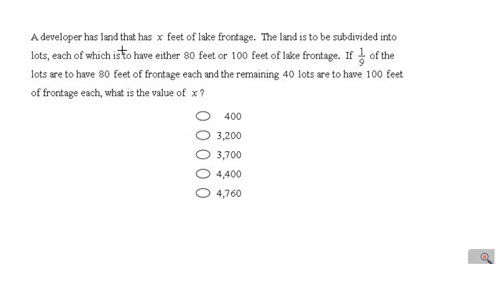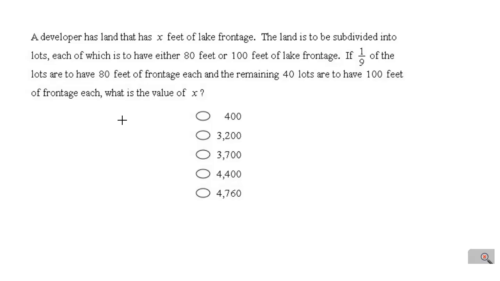So a developer has land that has X feet of lake frontage. The land is to be subdivided into lots, each of which is to have either 80 feet or 100 feet of lake frontage. If 1/9 of the lots are to have 80 feet of frontage each, and the remaining 40 lots are to have 100 feet of frontage each, what is the value of X?